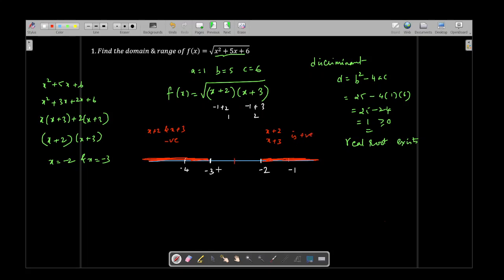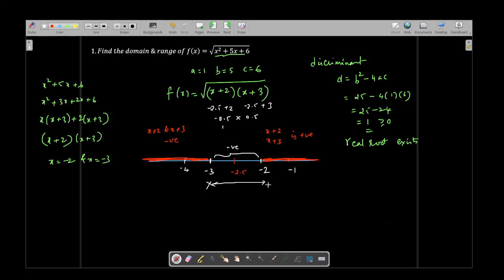If you take anything between minus 3 and minus 2, let's take minus 2.5. If you take minus 2.5, this is minus 2.5 plus 2, this is minus 2.5 plus 3, so this is minus 0.5 and this is plus 0.5. So one is positive, one is negative, so you get a negative value here. So any value you take between minus 3 and minus 2 will give you a negative answer. So square root of a negative does not exist. So this will not come under the domain.